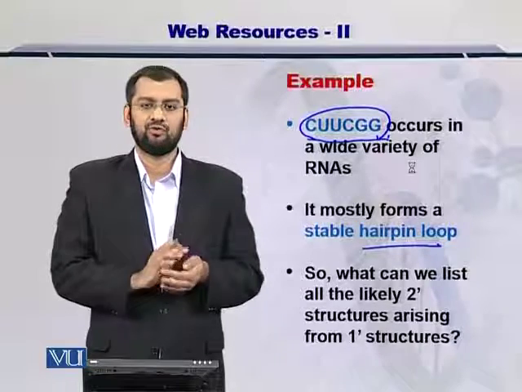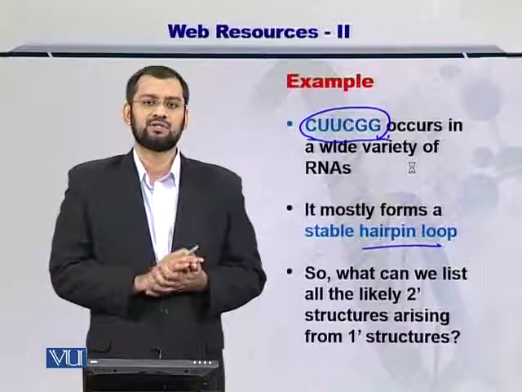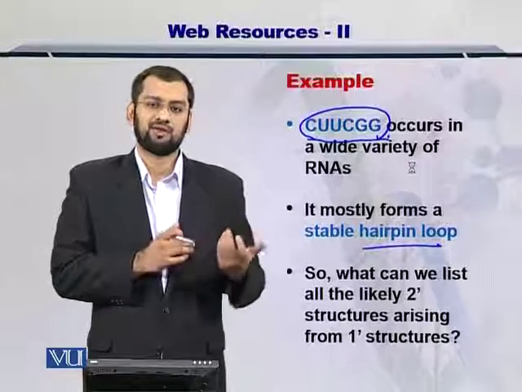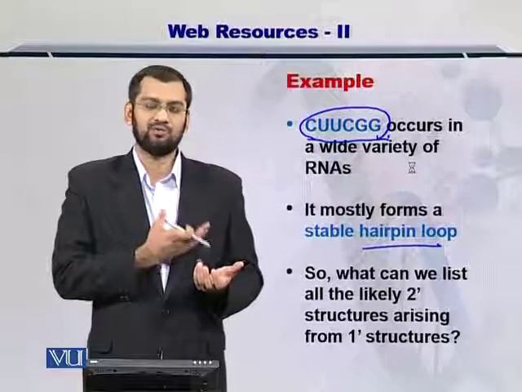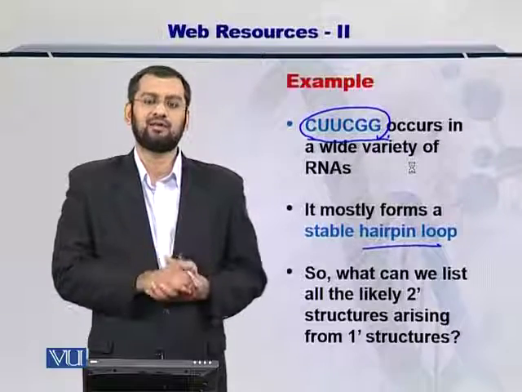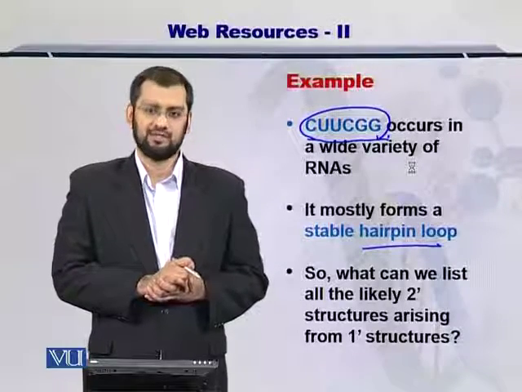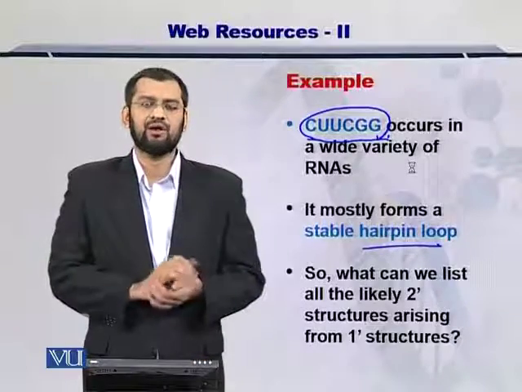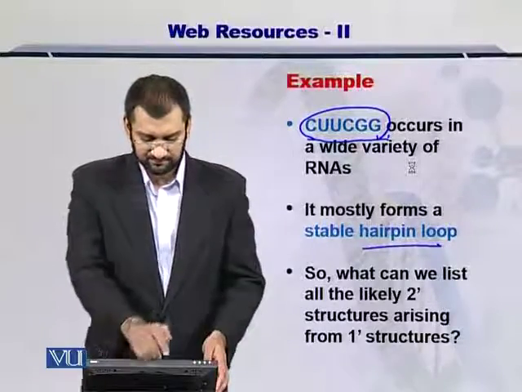And therefore, if you have more such sequences, then you can arrive at the secondary structure from an unknown sequence by looking at the trends that exist in nature. And therefore, we can arrive at the likely secondary structure.